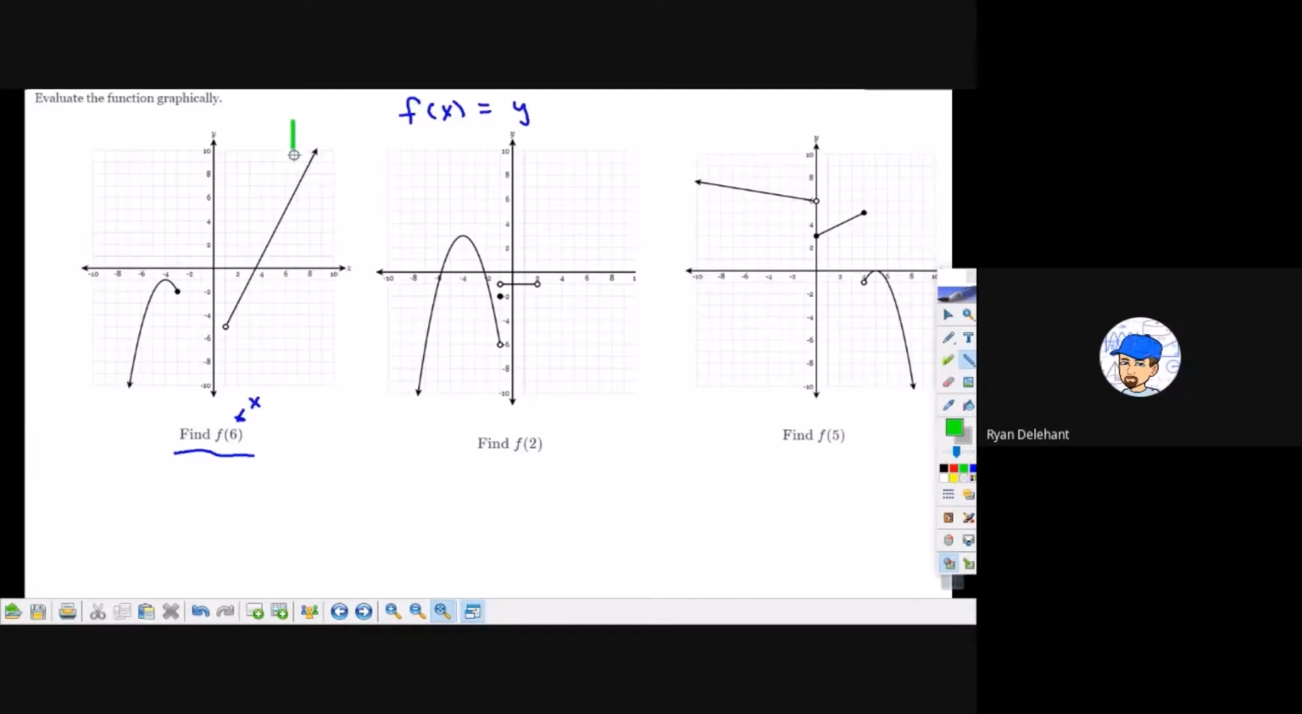So if we look this way, and we drag this line to 6, which you won't be able to actually drag a line on your computer screen when you're doing these, but I think you can visualize this.